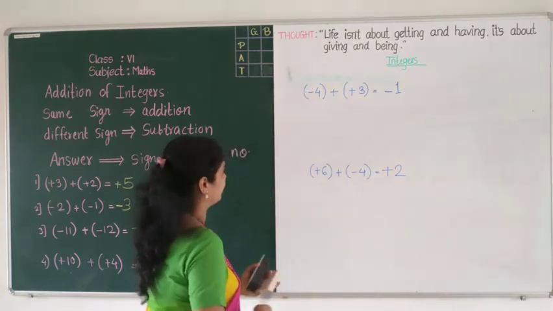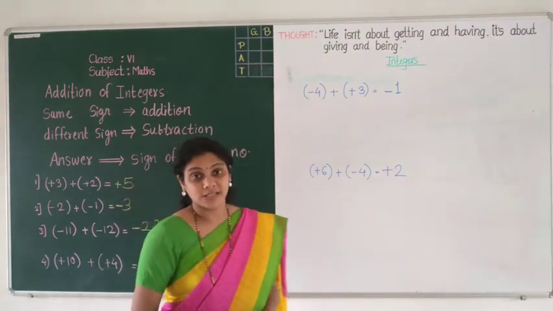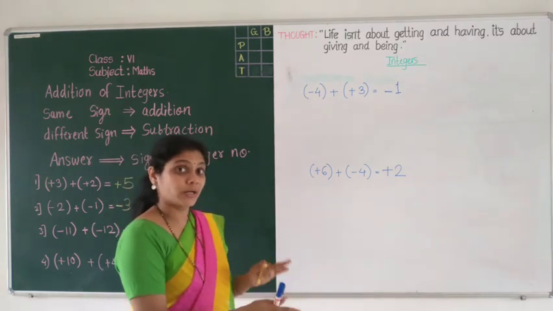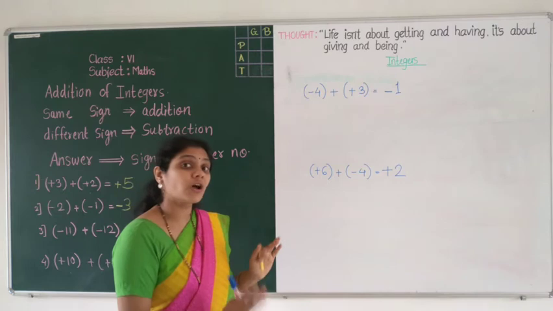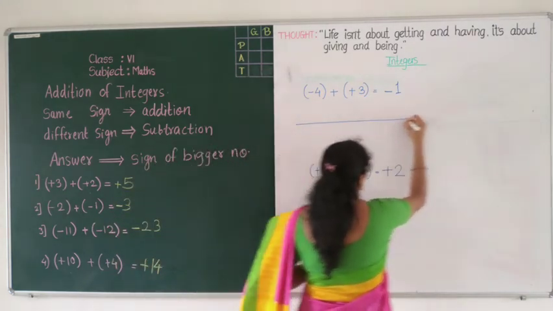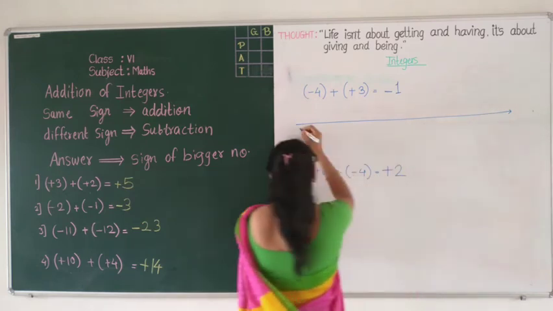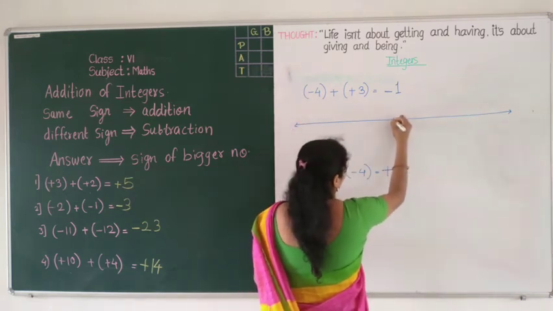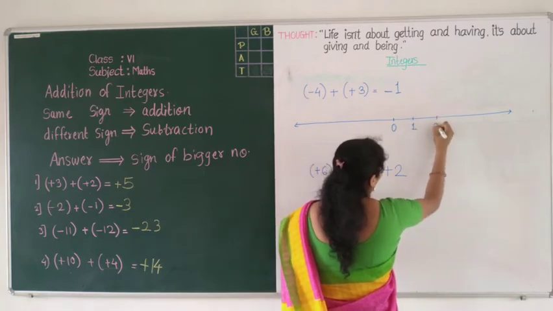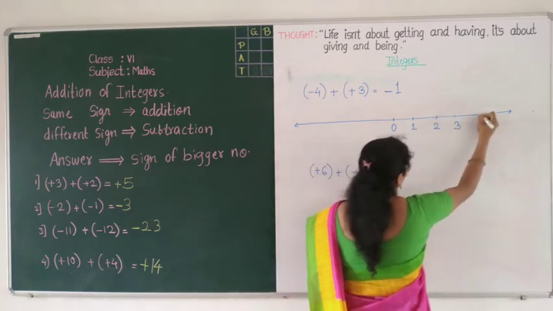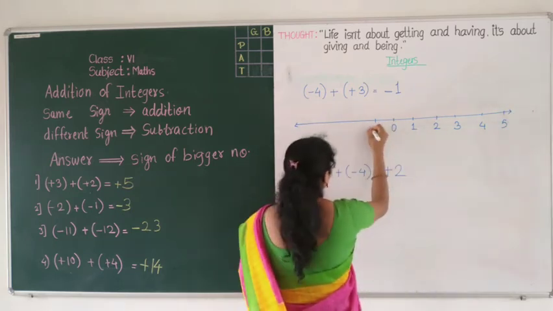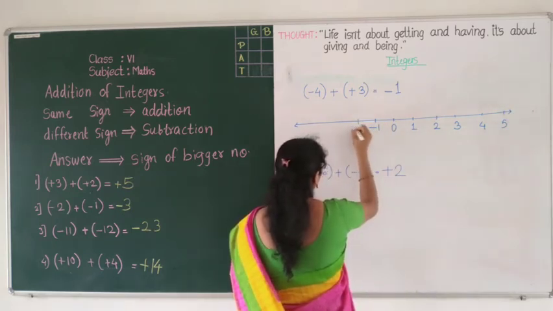Just look here. We have to solve these examples on the number line. We already know the answers because we have already solved them, but how can we solve these examples with the help of a number line? So here we have to draw a number line. In the middle there is a 0. On the right hand side there are all positive numbers, and on the left hand side there are all negative numbers.